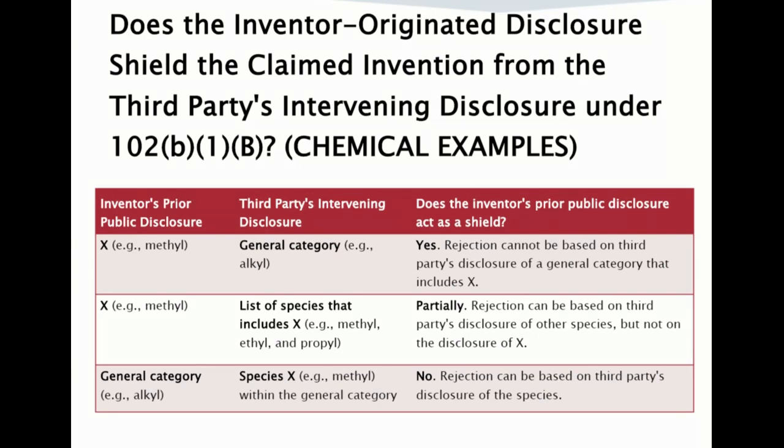If appropriate to the claimed invention, the examiner may use the third party's disclosure of ethyl and propyl as prior art. The last example shows a situation in which the third party has disclosed the species methyl during the inventor's grace period. Although the inventor had previously disclosed a general category, alkyl, into which the species methyl would fall, and thus a generic disclosure, the inventor has not disclosed the same subject matter as the third party. Therefore, the shield does not apply, and the examiner is permitted to use the third party's disclosure of the species in a prior art rejection.